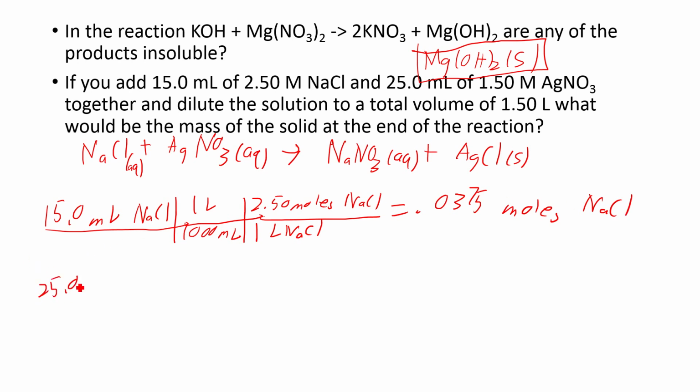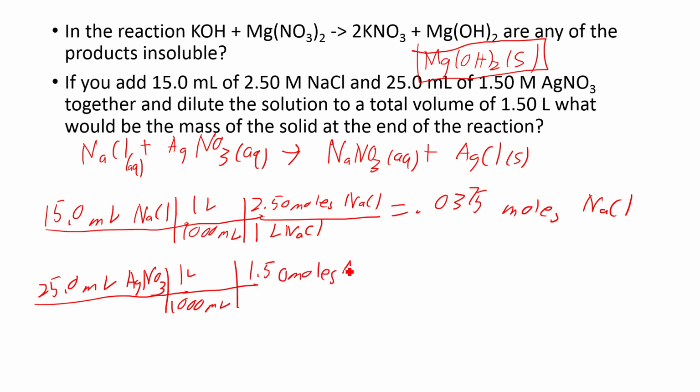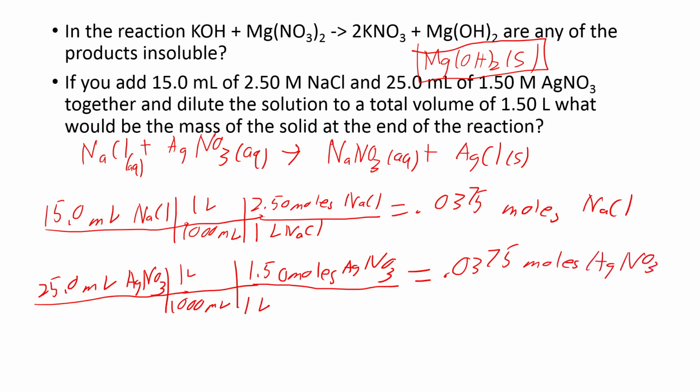So we have 25.0 milliliters of silver nitrate. For that, we've got 1 liter is 1,000 milliliters. And we have that it's a 1.5 molar solution, so it's 1.50 moles of silver nitrate per 1 liter of it. So when we get that, we get 25 divided by 1,000 times 1.5. So this one is also going to be 0.0375 moles of silver nitrate.